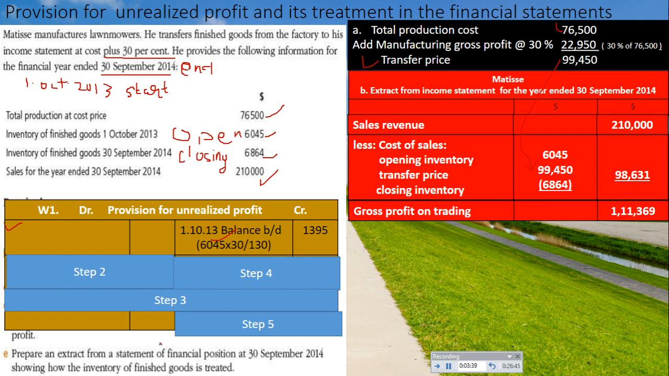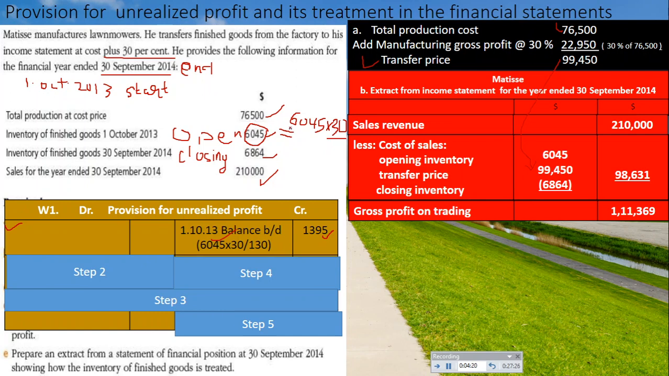Opening balance 110, 2013 balance BD. This is simply the profit component. Now how to get this? That's the question. You need to understand this. To get it, you need to go to your opening inventory and find out the profit component inside this 6045. So you simply write 6045, and we know that profit is 30%, so multiply with 30 because we need profit. Whatever you need, you should put up. That's the rule of the percentage. We need 30%, so put 30% up, divide by the percentage for 6045.